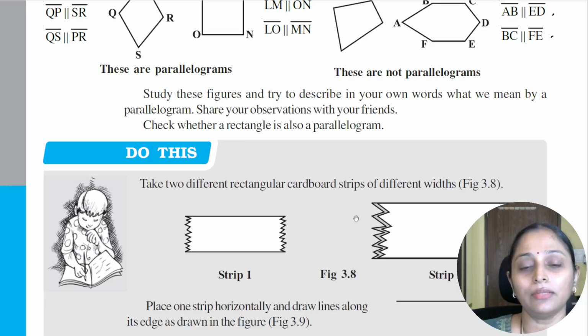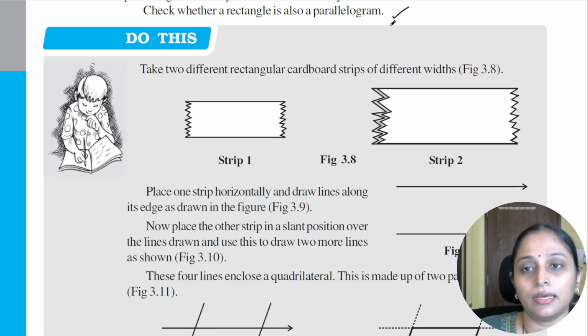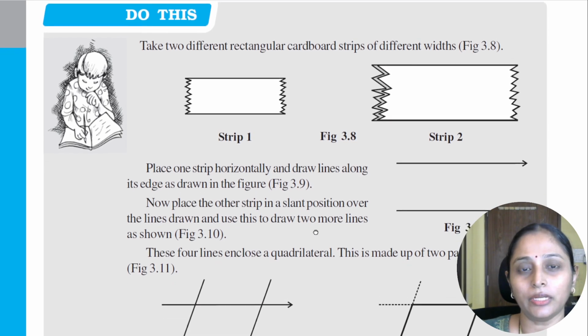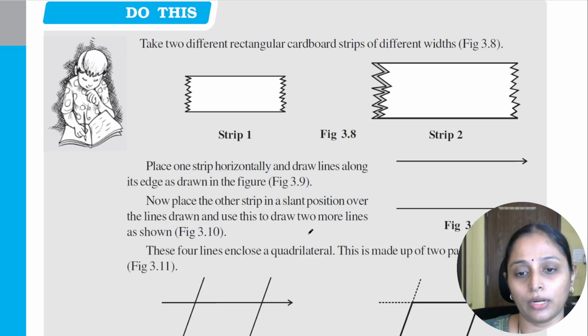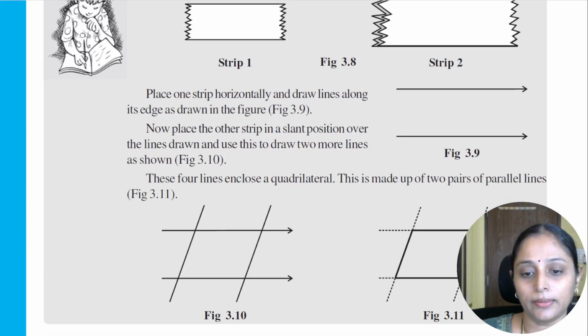Okay. Now they're asking you, is a rectangle a parallelogram? The answer is yes. A rectangle is a parallelogram because it has two pairs of parallel lines. Now here they have given an activity to understand parallelograms more intuitively. You need two strips of different widths, and if you draw the outline of it, the overlapped region is a parallelogram. Let's do this activity quickly.